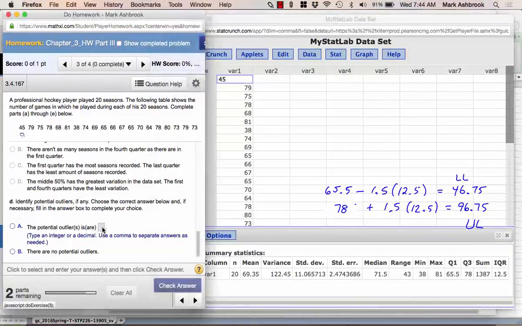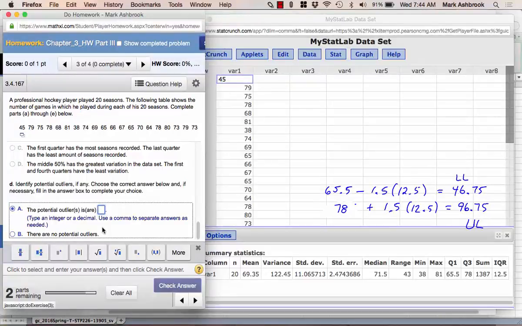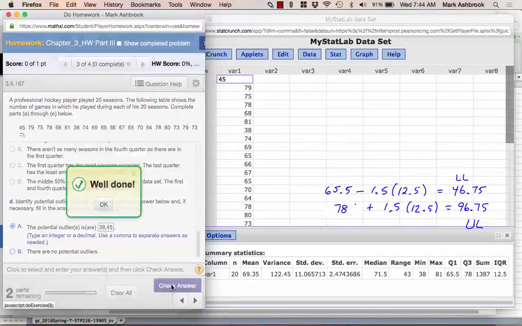Potential outliers are, type an integer, use a comma to separate the answers. 38, 45. Okay.